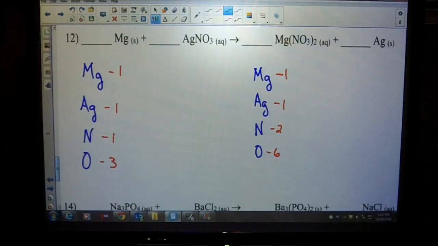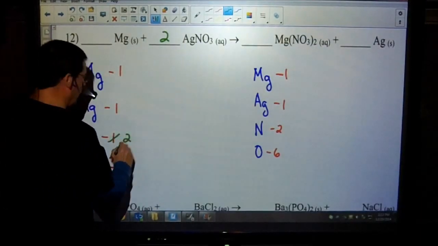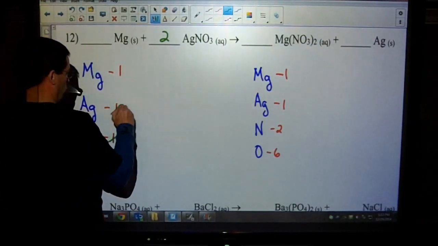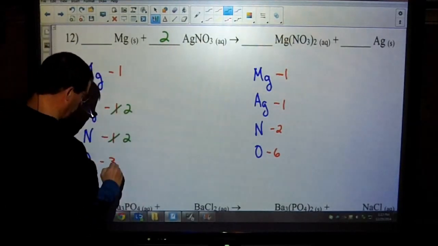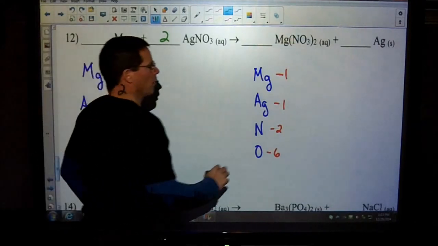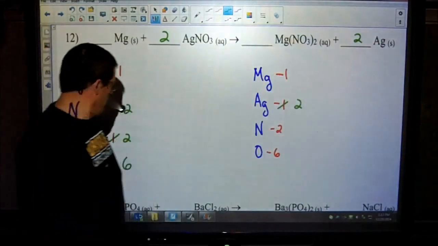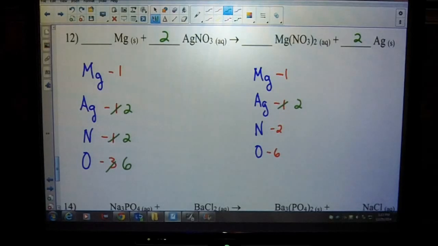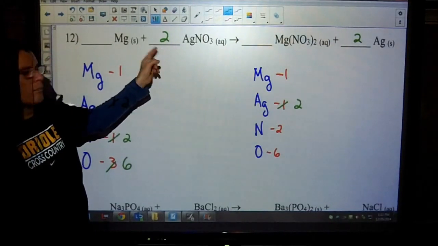Nitrogen, let's fix that guy. Let's put a 2 there, so now we've got 2 nitrogen, 2 silver, and oxygen we now have 3 times 2, which is 6. Okay. So magnesium looks good. Silver we need to fix, so put a 2 here. And we are finished. And again, that's a 1, that's a 1, so these can't be reduced down or simplified. Okay.